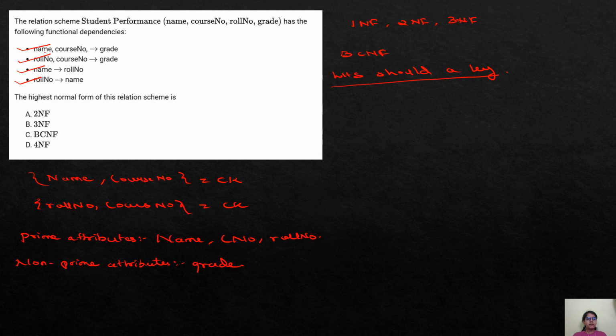For this dependency, it is a key. That's why this comes in BCNF. This is also key. That's why this also comes in BCNF. But is name a key? No, it's not. So that's why this is not BCNF. Is roll number a key? It is also not key. So that's why this is also not BCNF. For BCNF, all the dependencies should be in BCNF. Only two dependencies are BCNF and others are not. This will not work. We can't say that the whole set of functional dependencies is in BCNF. So that's why the highest normal form we can say is 3NF.